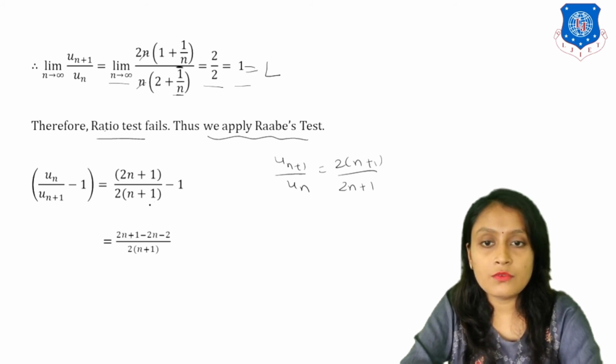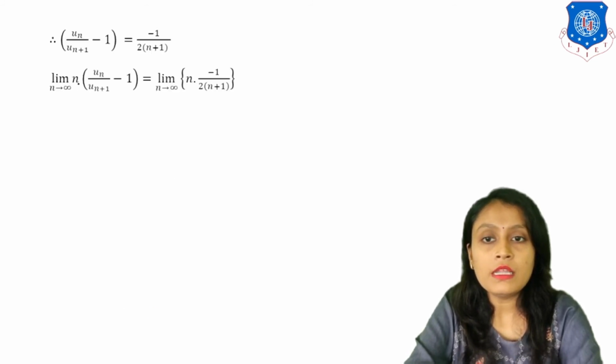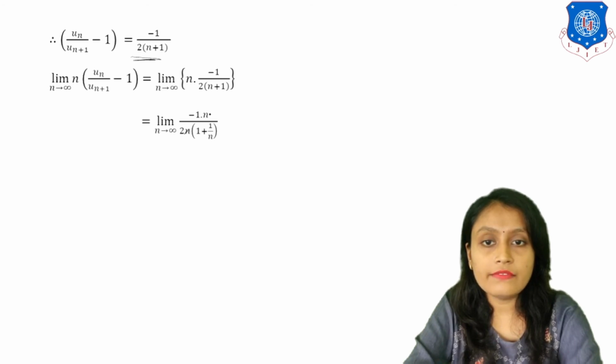Simplify. Here we have to cross multiply. So 2n plus 1 minus 2n minus 2 upon 2 into n plus 1. This 2n will get cancelled. So what remains is minus 1 upon 2 into n plus 1. Right? Now we will multiply it by n and we will apply the limit. So limit n tends to infinity n into the answer of this term, that is minus 1 upon 2 into n plus 1. Okay. Now we will take n common from the denominator. So you will get this term. Now this n will get cancelled. And we know this limit n tends to infinity, 1 upon n is equal to 0.